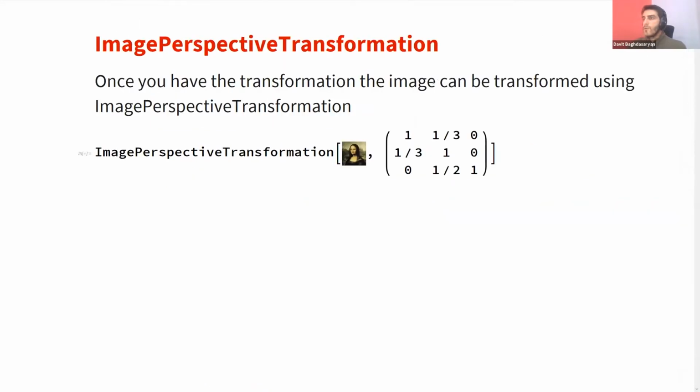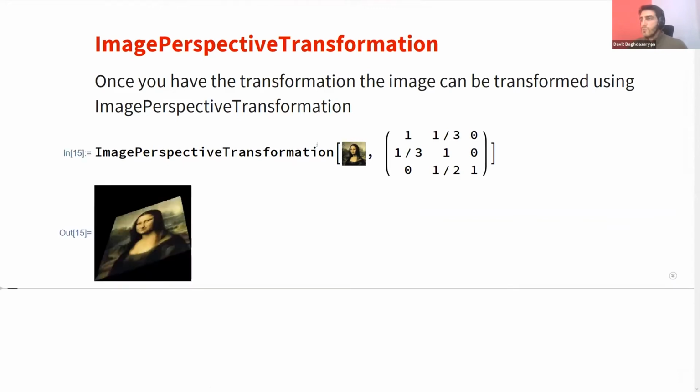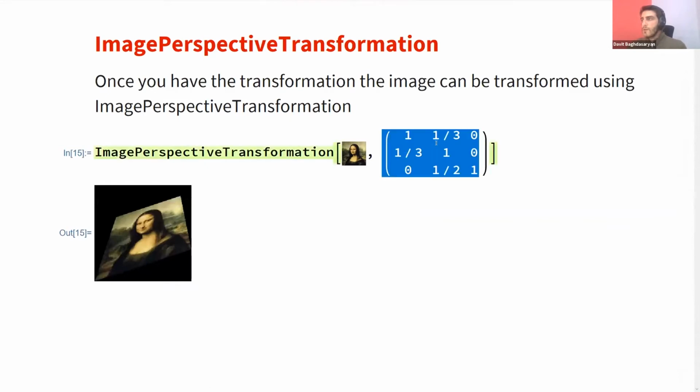And at the end of the pipeline, when we have the transformation, we would want to apply that transformation on the image, and ImagePerspectiveTransform gives us the possibility to apply the calculated transformation on the image. So that is the pipeline of how image registration is supported in the Wolfram Language through this functionality. So at this point, I will give my talk to Markus.